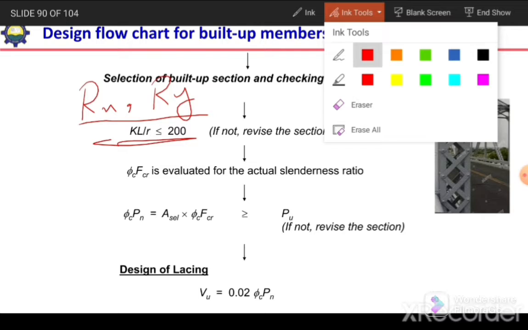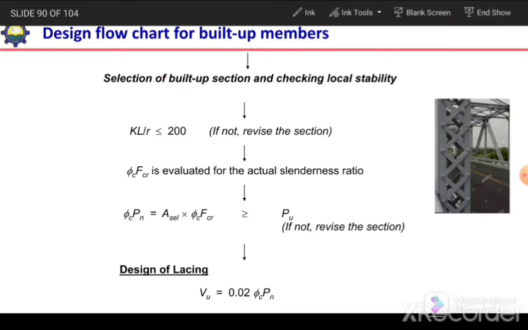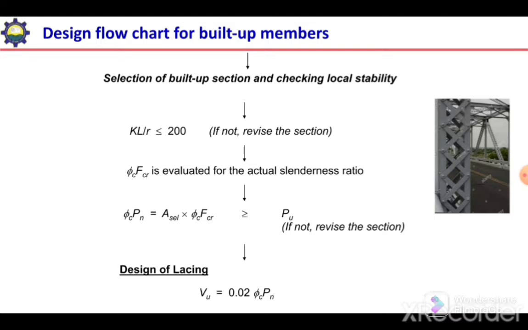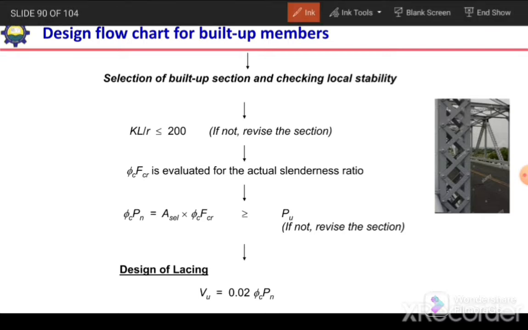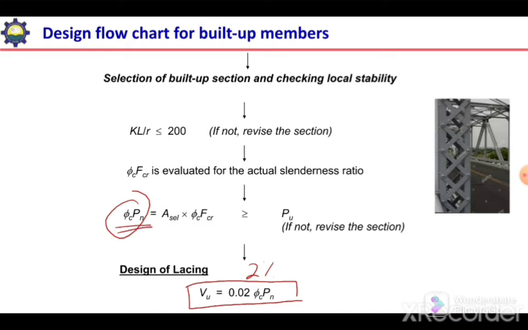Okay, once we have finalized the built-up section, the next step is design of lacing. In the design of lacing, we assume that the lacing element should resist a shear force equal to 2% of the axial capacity of the member, phi c Pn. So the lacing element should be capable of resisting a shear force equal to 2% of the axial capacity of the section.